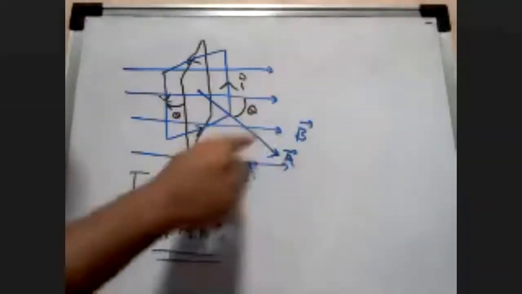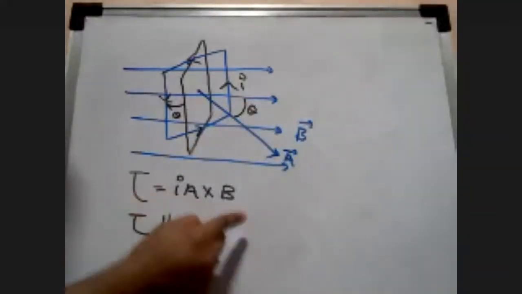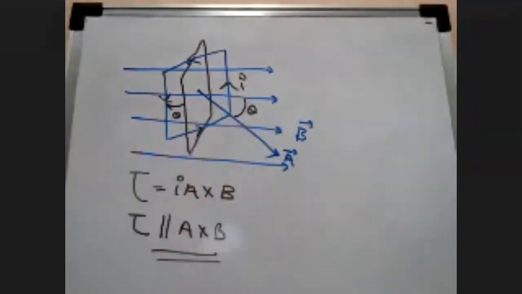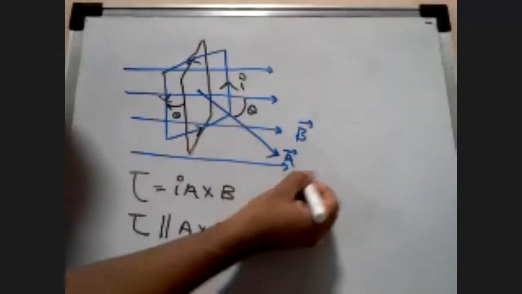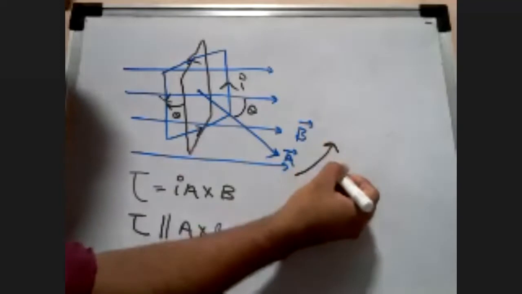A to B is the direction. Always remember, torque is IA cross B, from A to B. So the torque also will move from A to B. It will move from A to B, students.